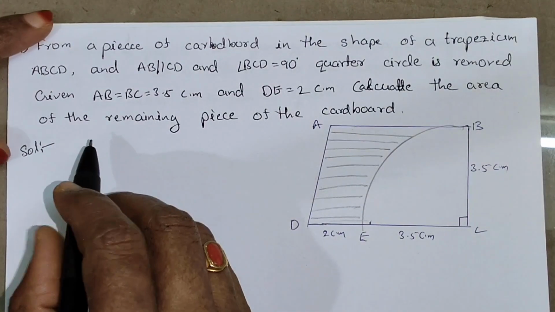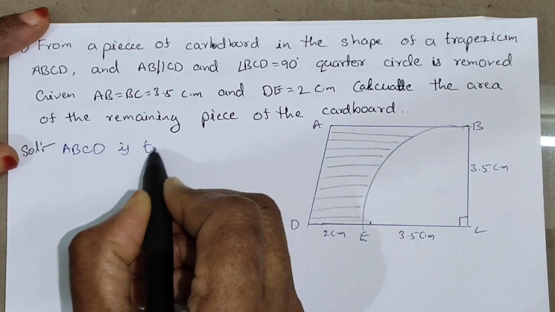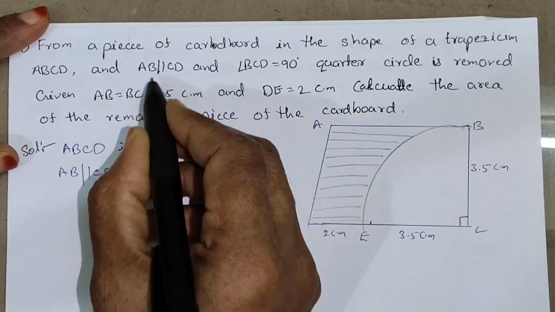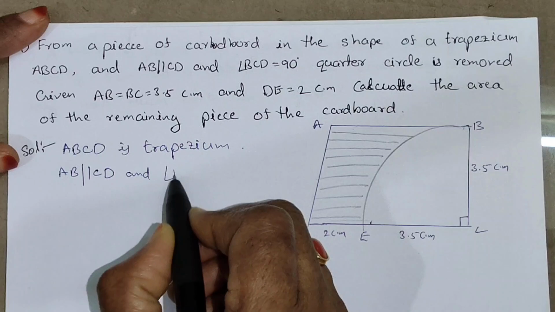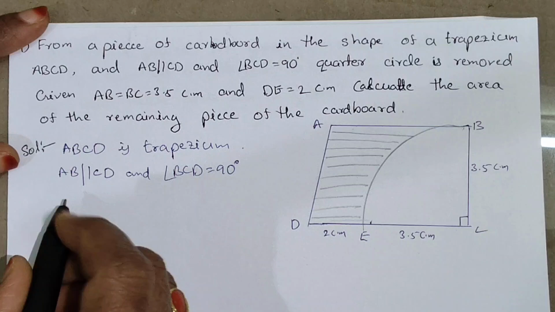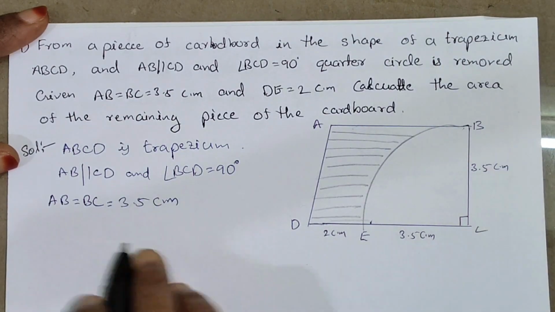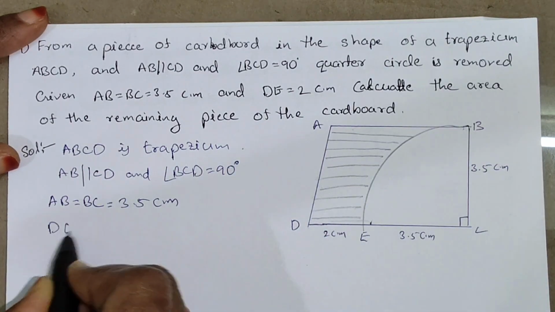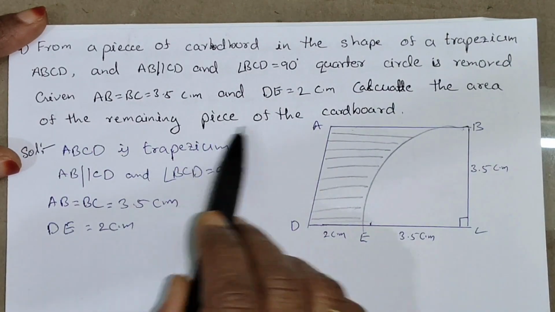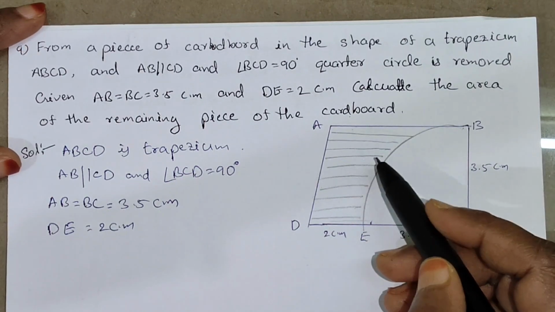So now first we write the given data. ABCD is a trapezium. AB is parallel to CD, and angle BCD equals 90 degrees. The quarter circle is removed. Given AB is equal to BC equal to 3.5 centimeters. These two sides are 3.5 centimeters. Next DE equals 2 centimeters. Now calculate the area of the remaining piece of the cardboard. So we find this shaded area of the cardboard.